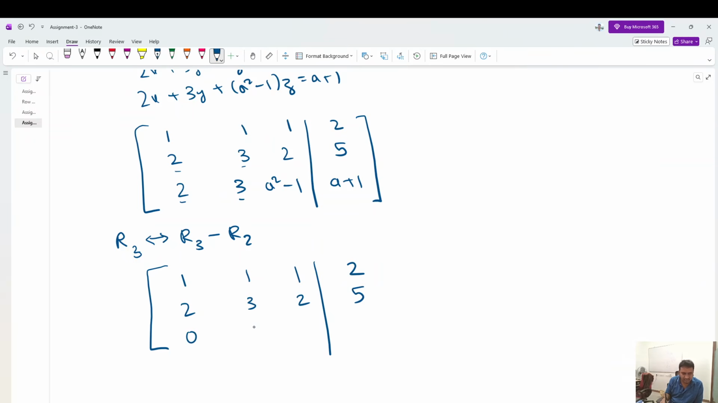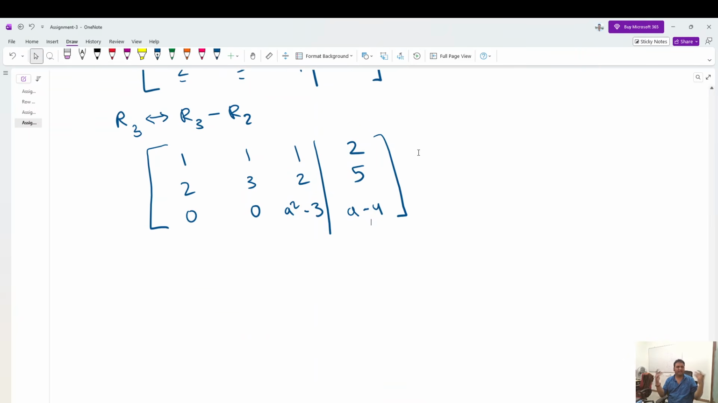So 1, 1, 1, 2; 2, 3, 2, 5. So this is 0, this is 0. What will be this, guys? A square minus 3, right? And this is what? A minus 4, yes. That's all. We don't need to do anything else. From here only we can decide because A is present in only row 3.